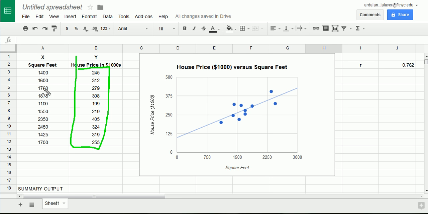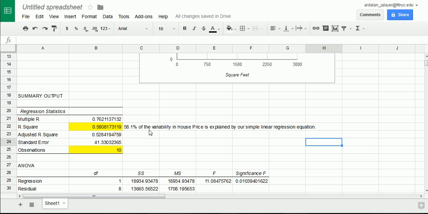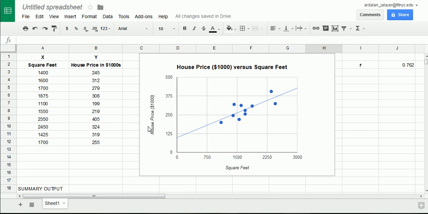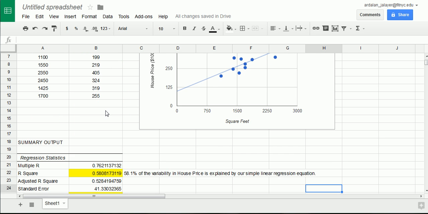So by knowing the square footage of the houses, right, by having this extra piece of information about each house, we are 58.1% better off at predicting how much the house is going to sell for, the price of the house, than if we didn't have this column, this extra information. And the only information we had was the previous house prices. Okay, that's another way to think of r squared.